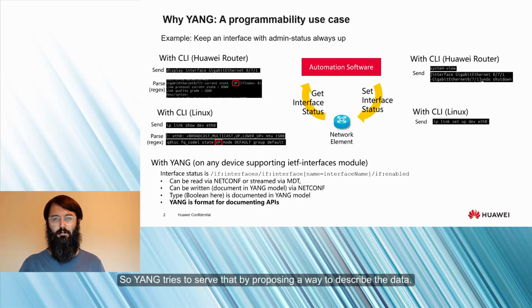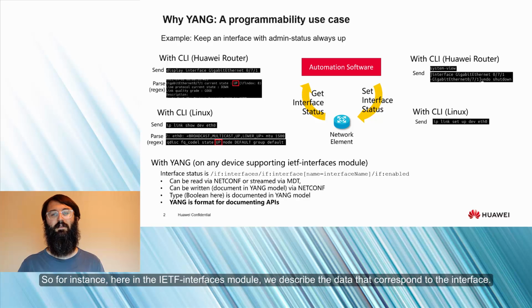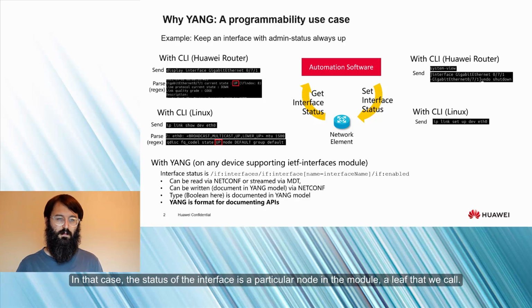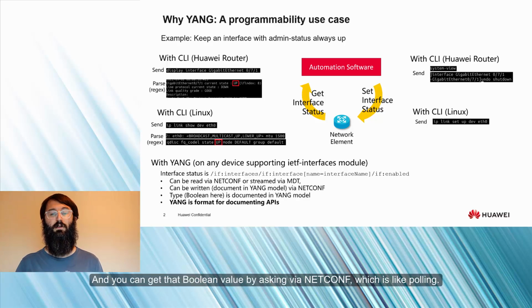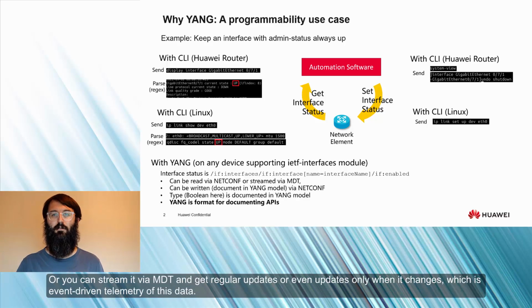So YANG tries to solve that by proposing a way to describe the data. So for instance, here in the IETF interfaces module, we describe the data that corresponds to the interface. In that case, the status of the interface is a particular node in the module, a leaf that we call, and it's a Boolean value. And you can get that Boolean value by asking via NETCONF, which is like polling, or you can stream it via MDT and get regular updates, or even updates only when it changes, which is event-driven telemetry of this data.